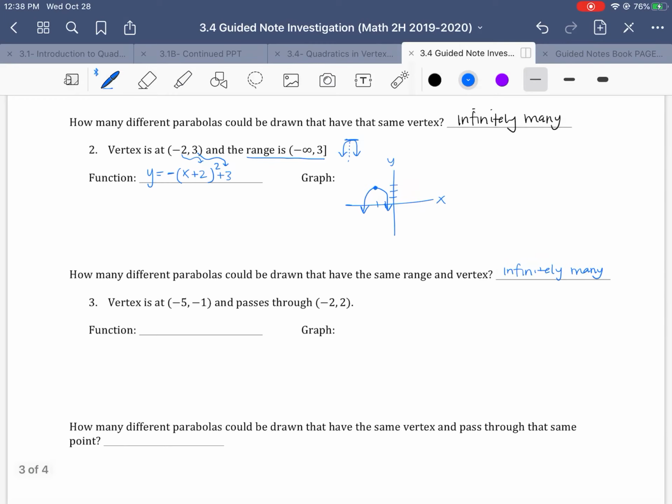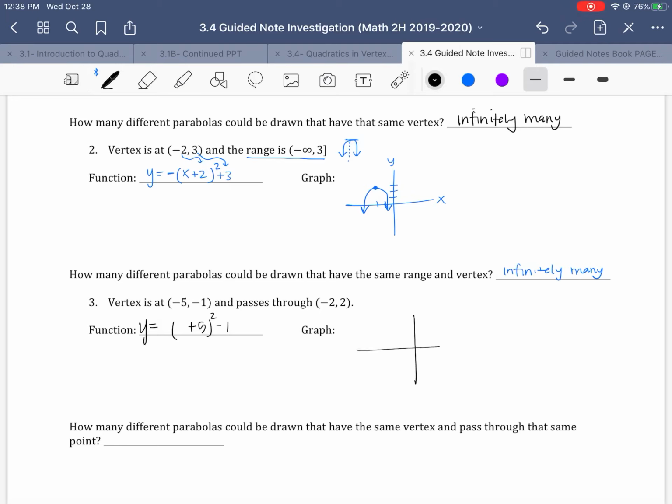Now number 3 says a vertex is at negative 5, negative 1 and passes through negative 2, 2. Now this one again, here's our h and our k. So we could build most of our function going off of this. We could say plus 5, minus 1, and we want to make sure that's squared. And we have y is equal to. Now we need to make sure it goes through the right point.